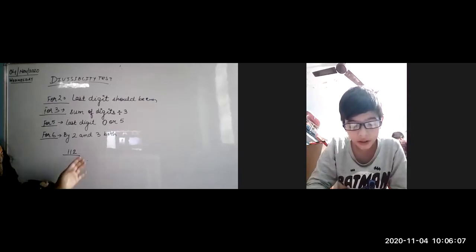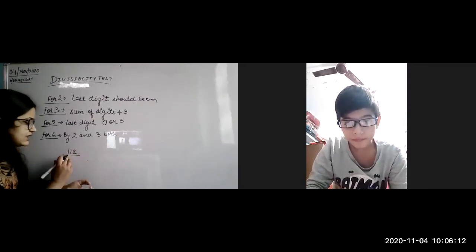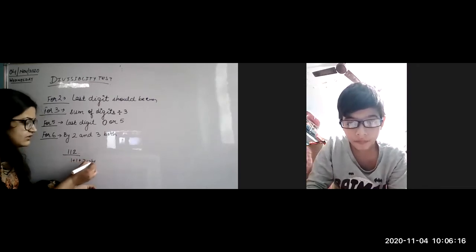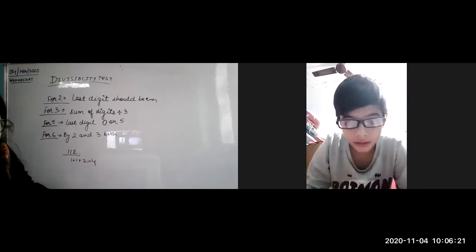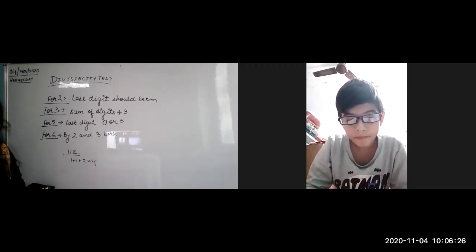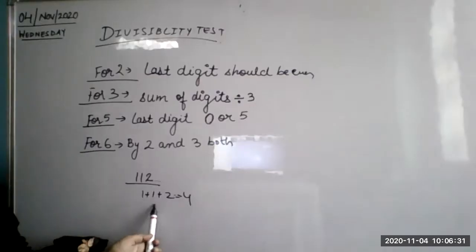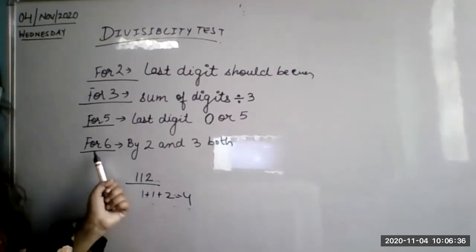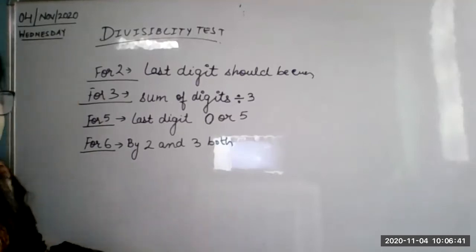Very good, Imad. He is saying correct, but he is not audible. He is saying that after adding the numbers, it is not divisible by 3. Right, Imad? Yes, ma'am. Like if we add them, 1 plus 1 is 2, it's not divisible by 3. That's why this number is not divisible by 6 also. If it is not divisible by 3, it will not be divisible by 6.